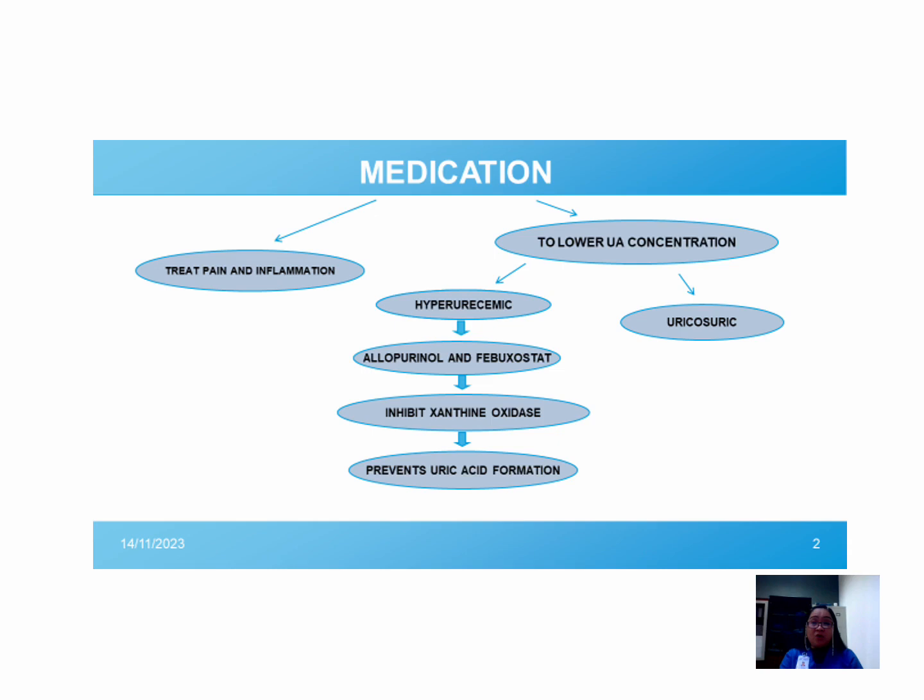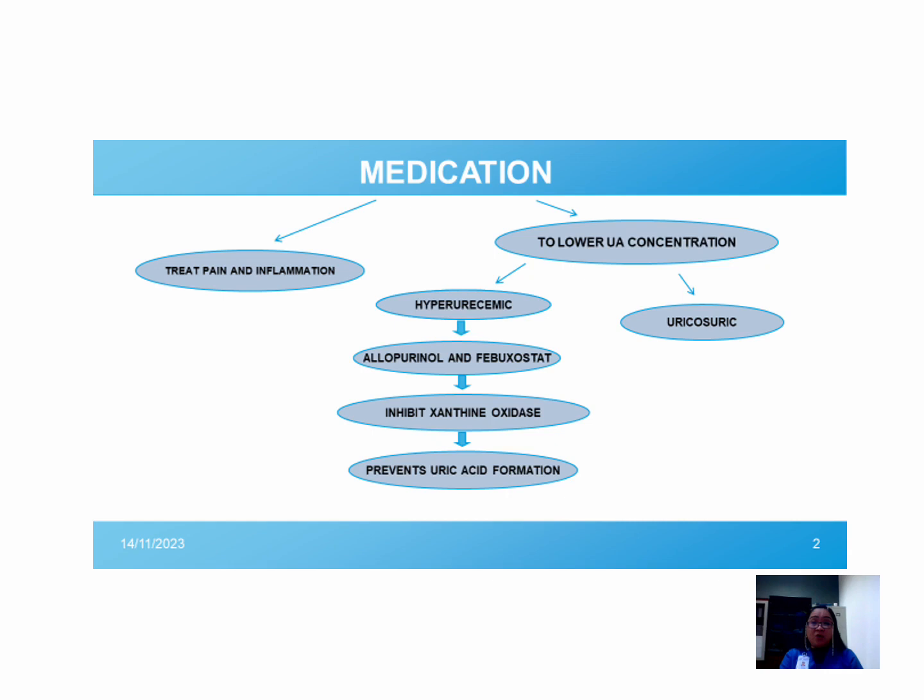So what does it do in the body once ingested? The main action or pharmacodynamics is that it inhibits xanthine oxidase. And what about this xanthine oxidase? Xanthine oxidase is an enzyme that synthesizes uric acid from hypoxanthine. Hypoxanthine is a purine derivative. So if allopurinol and febuxostat are taken by our patients, then there will be prevention of uric acid formation as well. This is the main action of that medication for our patients.